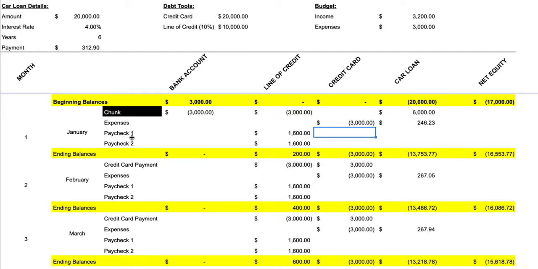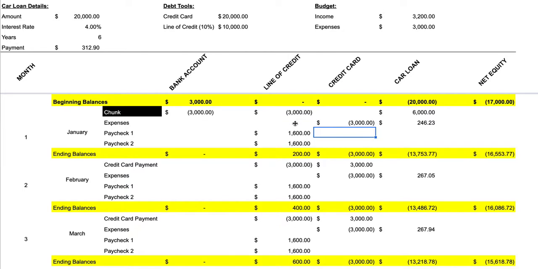Now let's say you get 2 paychecks each month. So let's say one on the 15th, one on the 30th. Let's just say the first paycheck $1,600, the second paycheck $1,600. Now you see how you have this negative $3,000 balance on the line of credit. You're going to be charged interest because you used that $3,000. So you're going to be charged interest on that.